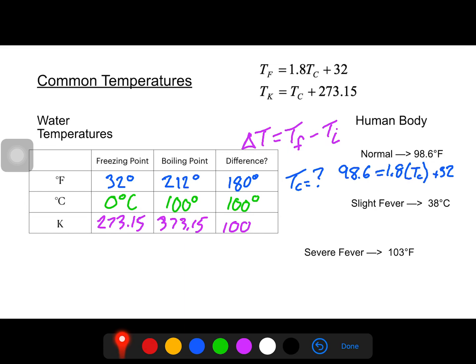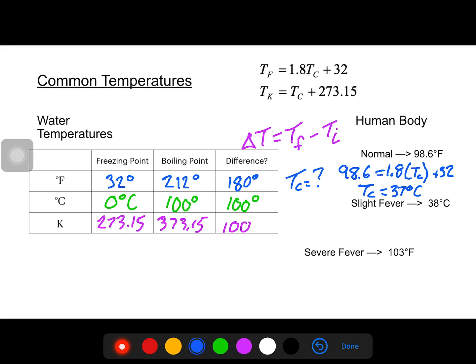Then we can just do the algebra. Now, this is a multiplication. This is the addition. So the first thing we have to do is subtract 32 from both sides. So we're going to move this 32 over. We're going to subtract 32. And then after we do the subtraction, we're going to divide by 1.8. And once we plug it in our calculator, you should get 37 degrees Celsius is our body temperature in Celsius.